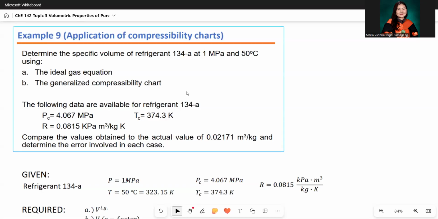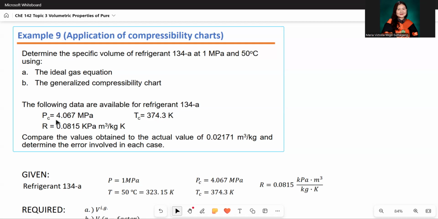Everybody. We will continue solving examples under topic 3, which is volumetric properties of fluids. Now, we will discuss application of compressibility charts. So this is the problem. Determine the specific volume of refrigerant 134A at 1 megapascals and 50 degrees Celsius using the ideal gas equation and the generalized compressibility chart. The following data are available for refrigerant 134A.